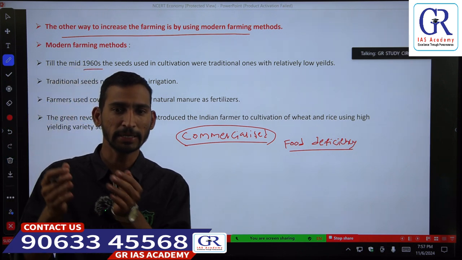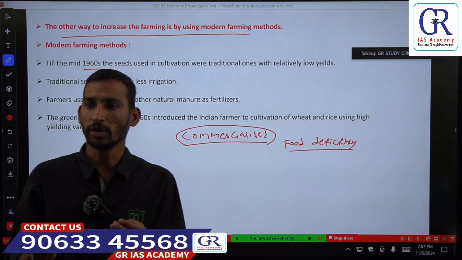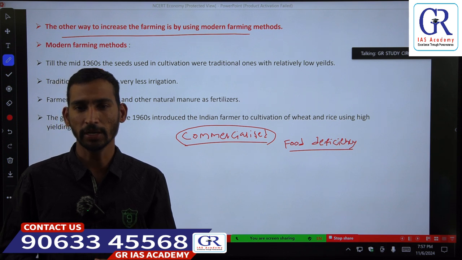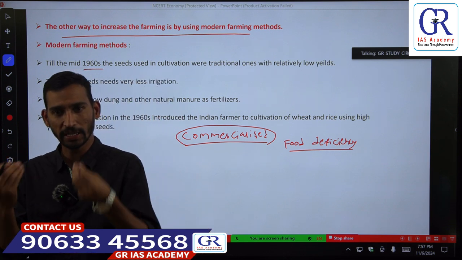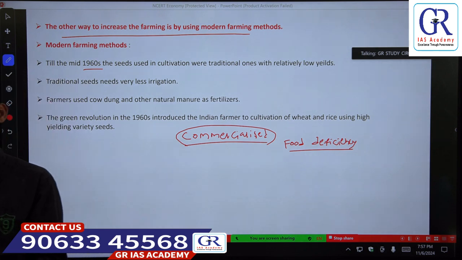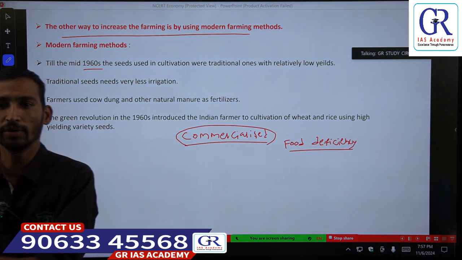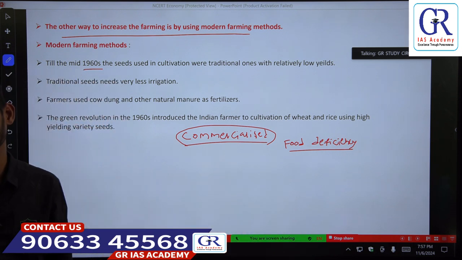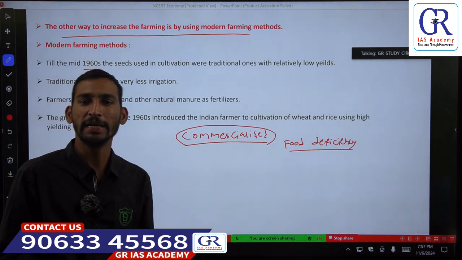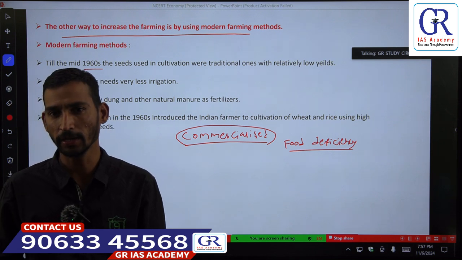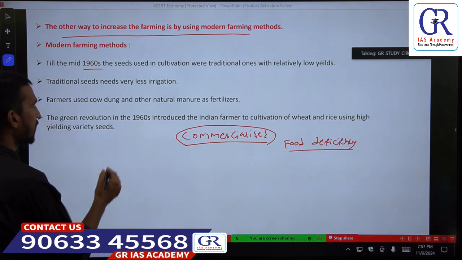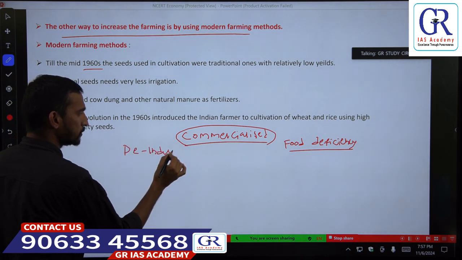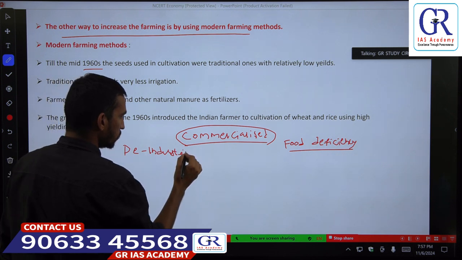When the industrial sector has completely collapsed, the people who were working in the industrial sector lost their jobs and shifted, for livelihood, from the industrial sector back to the agriculture sector. This phase is called the deindustrialization phase. We call this particular phase deindustrialization. This is also one of the important concepts you need to know.